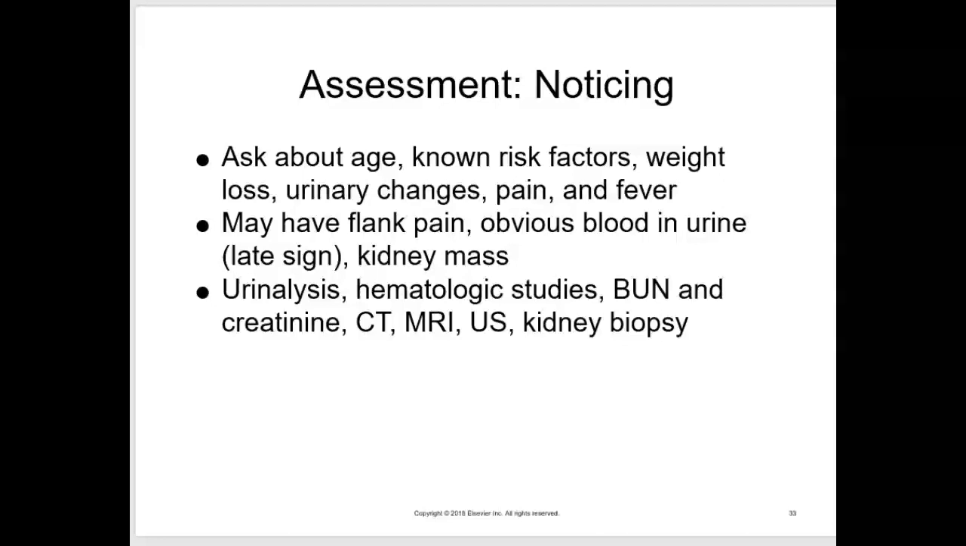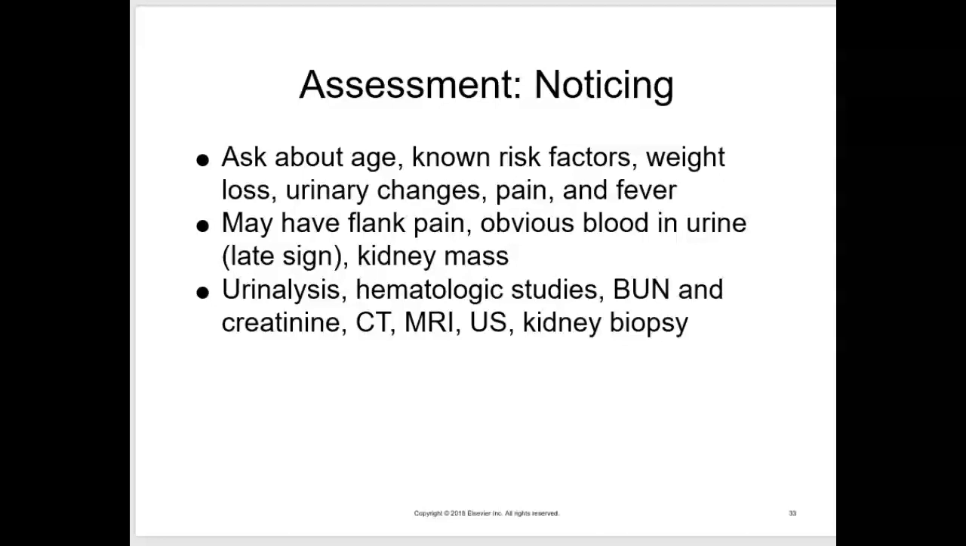When obtaining a patient history, ask the patient about his or her age, known risk factors such as smoking or chemical exposures, weight loss, changes in urine color, abdominal or flank discomfort, and fever. Also ask about whether other family members have ever been diagnosed with cancer of the kidney, bladder, ureter, prostate gland, uterus, or ovary. Some patients with renal cell carcinoma have flank pain, obvious blood in the urine, and a kidney mass that can be palpated.